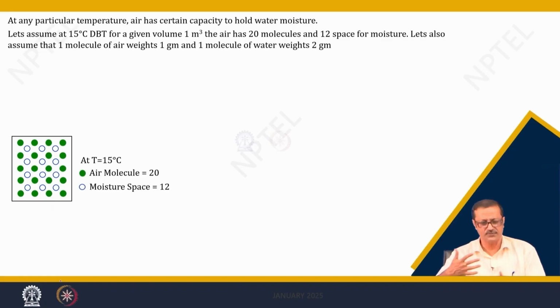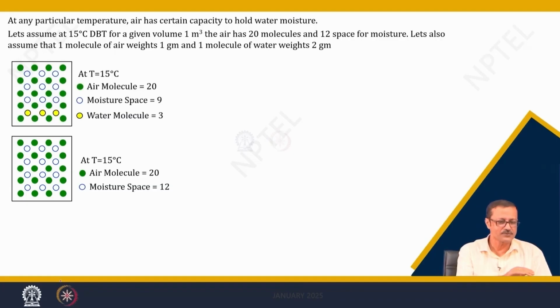Now, just for our understanding, let us suppose those molecules of the air have 1 gram of weight each, and 1 molecule of moisture has 2 grams of weight. At that particular point, suppose out of the moisture spaces, which are 12, 3 spaces are filled with water. So, there are 3 molecules of water and there are 20 molecules of air. If you count the number of green dots, they are 20. If you count the number of yellow dots, they are 3.